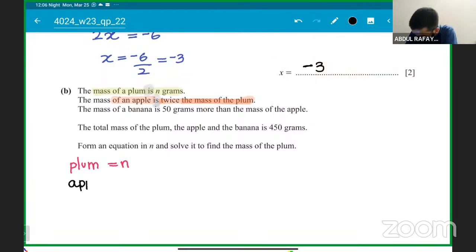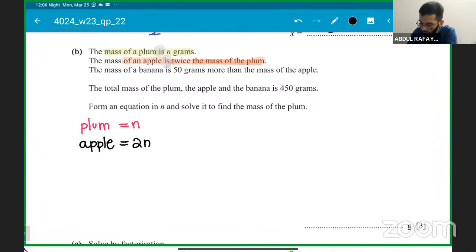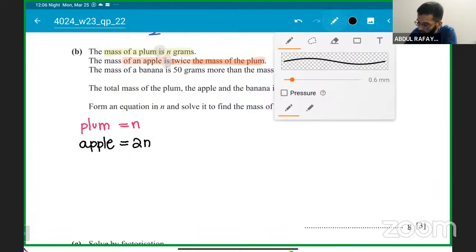So you can write it down. Apple will be what, students? Very basic. Apple will be 2 times n, because the plum was n grams. So apple will be 2n grams. Okay. Last one is the banana.